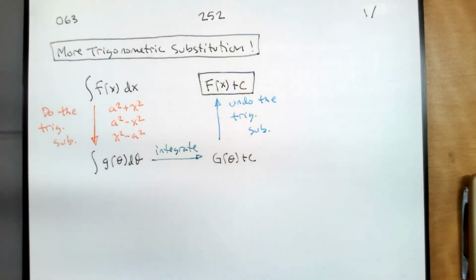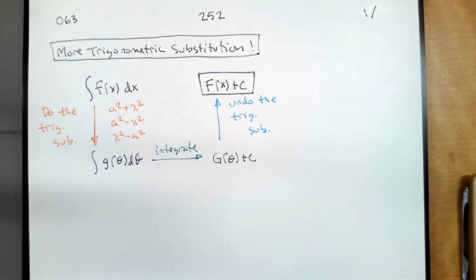Today we're going to look at more trigonometric substitution. I really like trigonometric substitution because it's a good example of this idea of transformation. We trade our x integral for a theta integral, and we integrate that one. Then when we have our theta antiderivative, we undo the trigonometric substitution to get back to our x antiderivative, which is the one that we want.